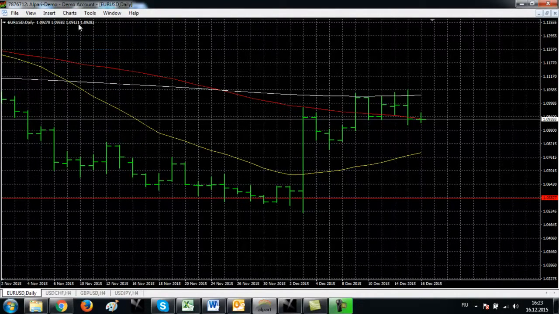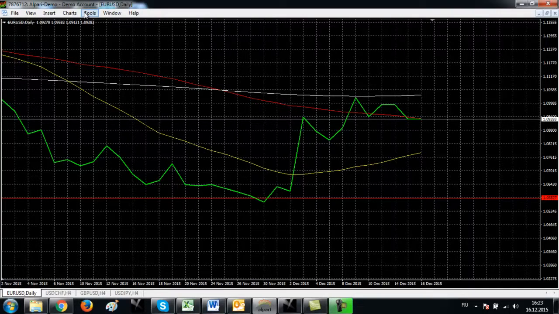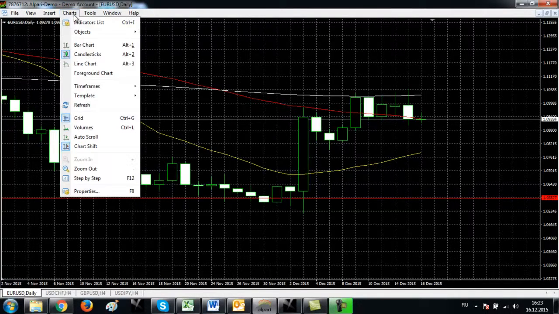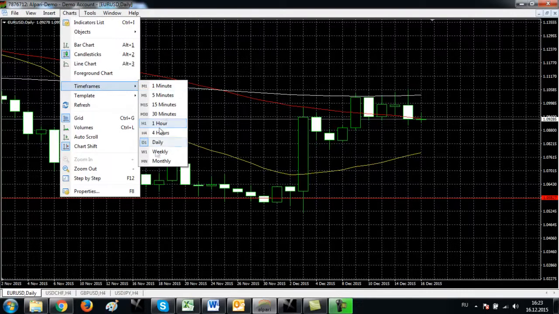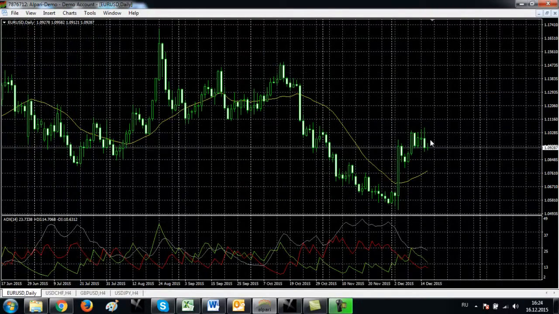You can also put different types of chart indication. Thus, you can put a bar chart, linear graph, as well as candlesticks. You can also block different time frames and put different types of technical analysis, like ADX. They show the price movement conditions for opening and closing positions.